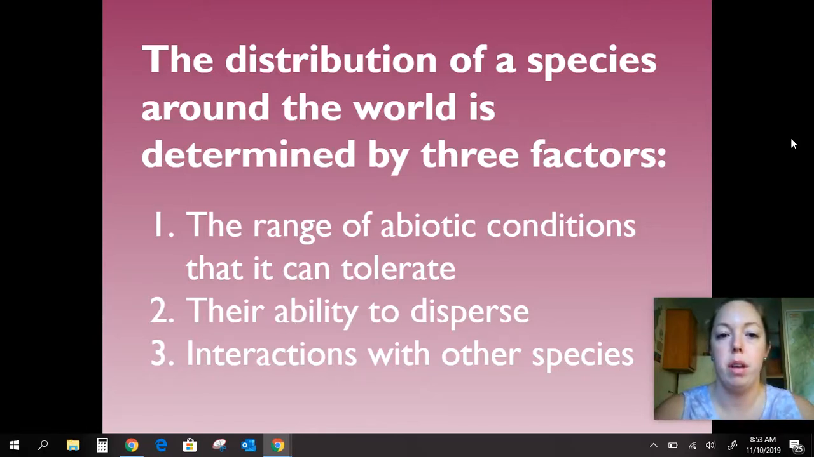The distribution of a species around the world is determined by 3 factors, okay?